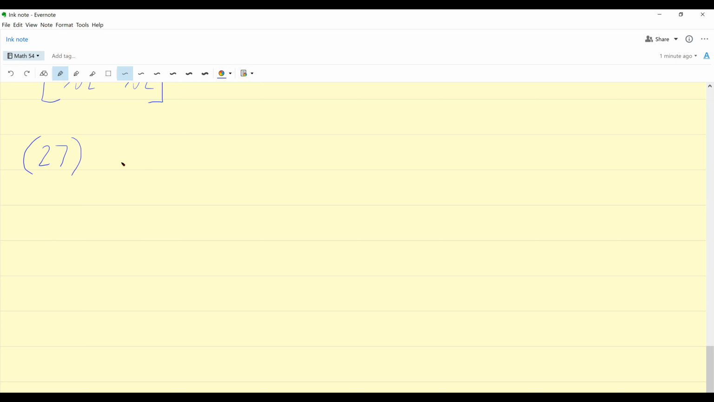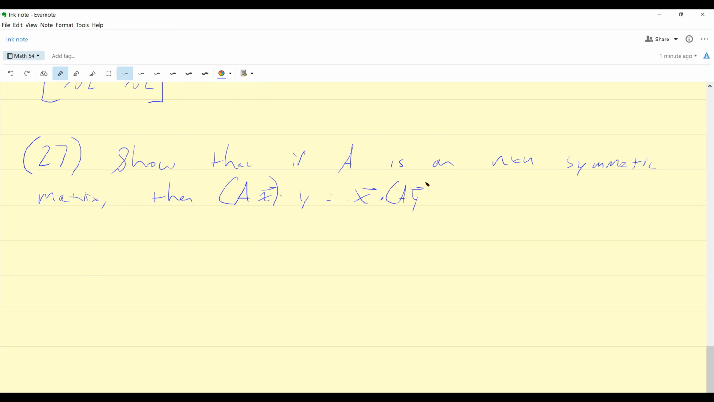I like this problem. Show that if A is an n by n symmetric matrix, then Ax dot y is equal to x dot Ay. So see if you can come up with a good approach for this proof.